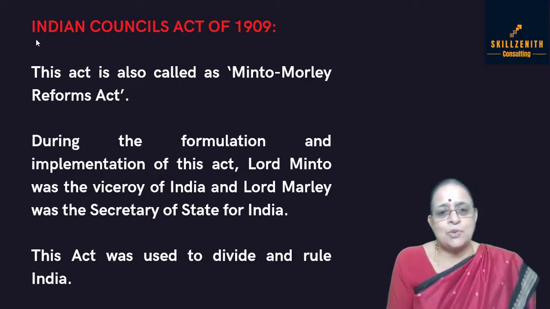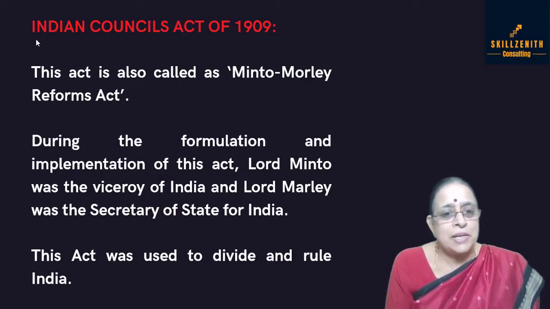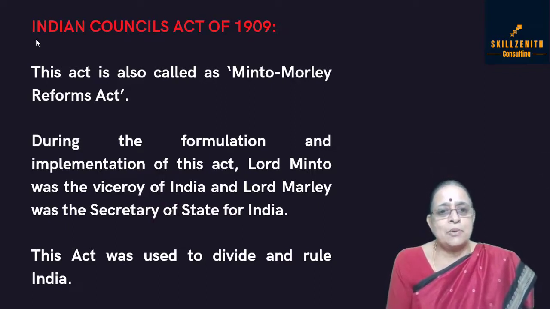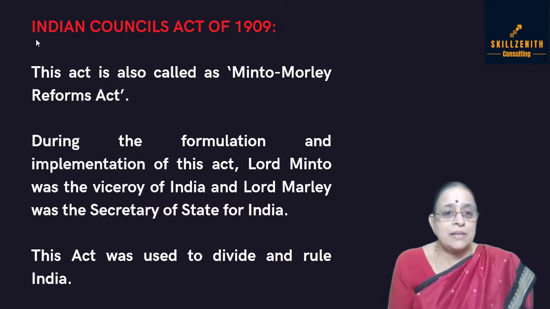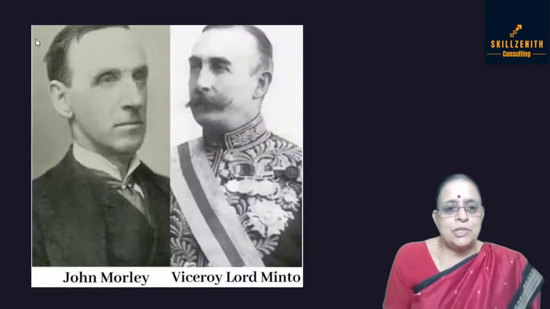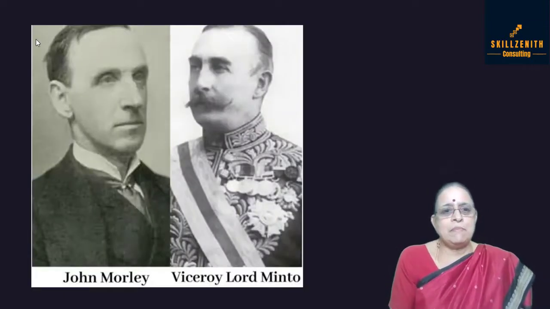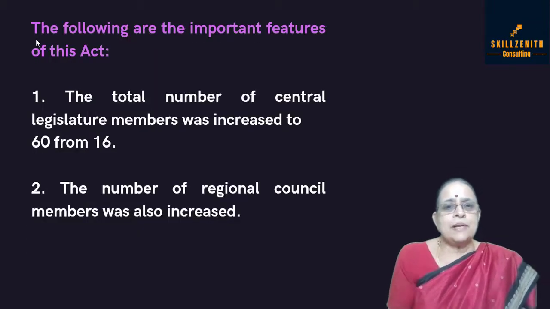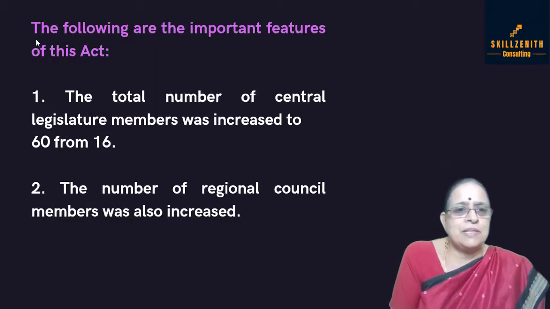This act was used to divide and rule India. Now, the British began to think of dividing and ruling India. Let us learn what policies were adopted to divide the Indian regions and rule. See, John Morley, Viceroy Lord Minto. Look at the persons, have a glance. The following are the important features of this act.